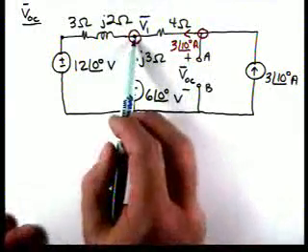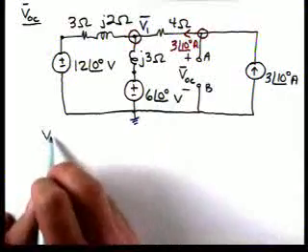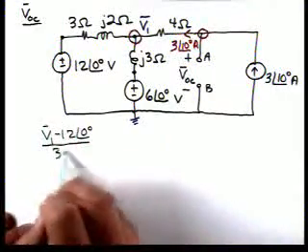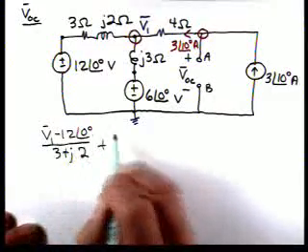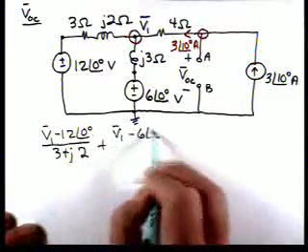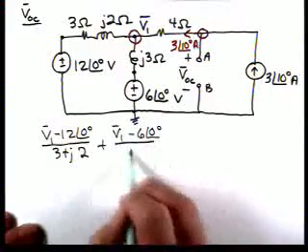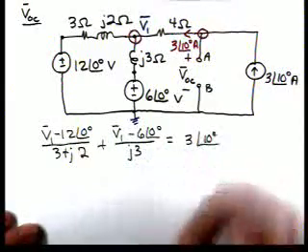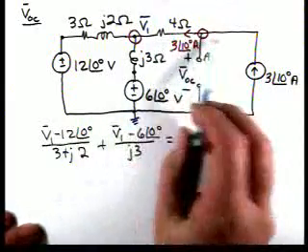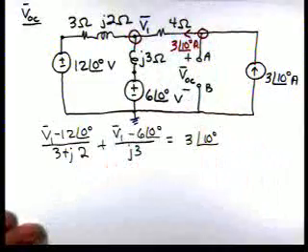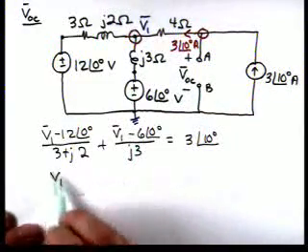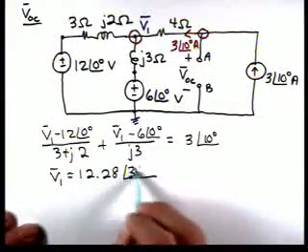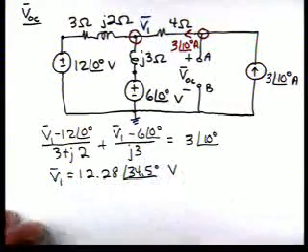So let's apply Kirchhoff's current law and write a nodal equation. We'll have (V1 minus 12) over 3 plus j2, plus (V1 minus 6 at an angle of 0) over j3, and that's equal to 3 at an angle of 10 degrees, because that source current is coming right into that node. If we solve for V1, it is 12.28 at an angle of 34.5 degrees.